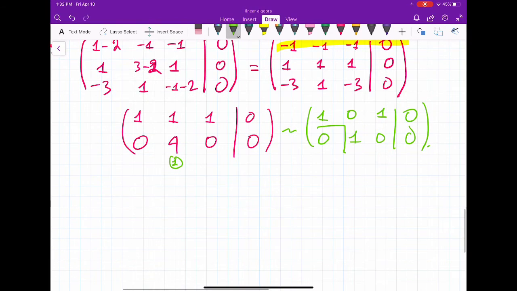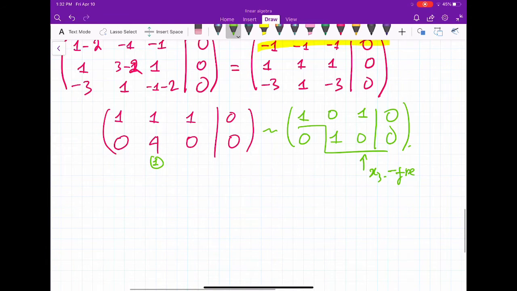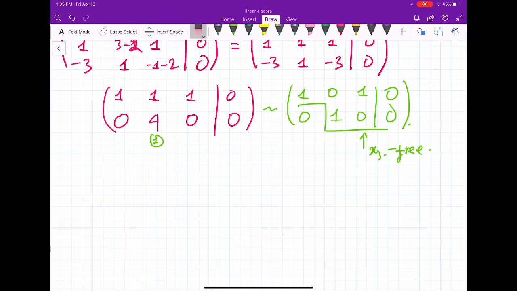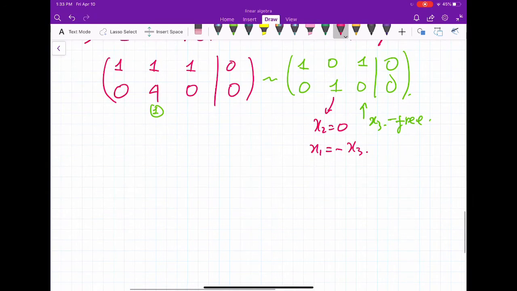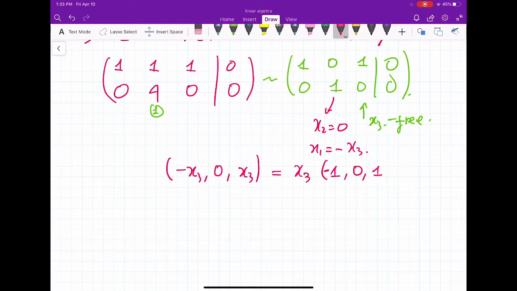From here, I see that x3 is a free variable. From the second equation, we see that x2 is 0, and from the first one, we have x1 equal to -x3. The general solution looks like -x3, 0, x3, or x3 times (-1, 0, 1). So you already have the first column of the matrix P.